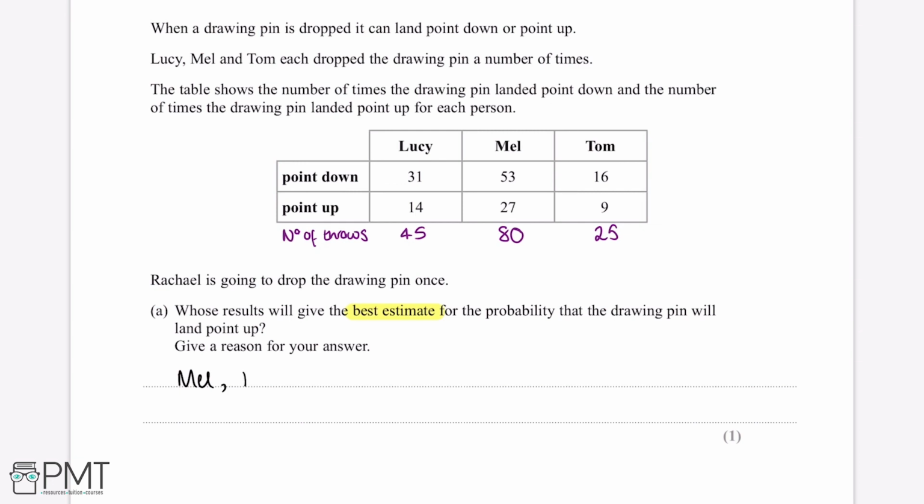So we can write that Mel will give the best estimate for the probability the pin will land point up because she threw the pin the most number of times. And this question's worth 1 mark, and this is for our answer.